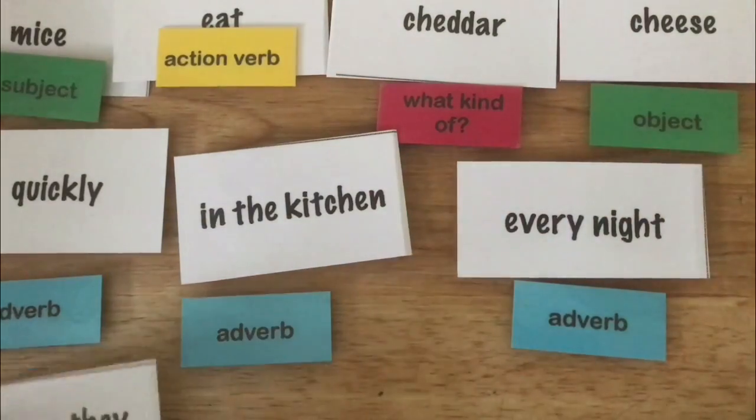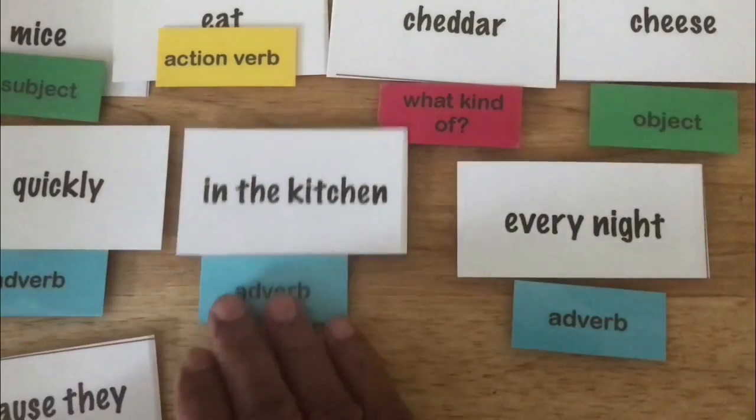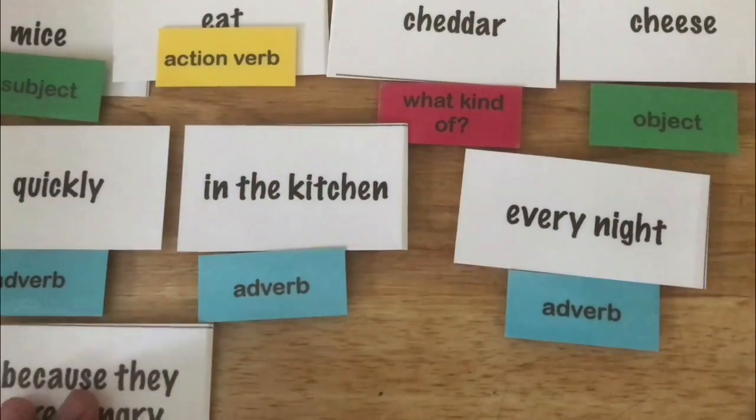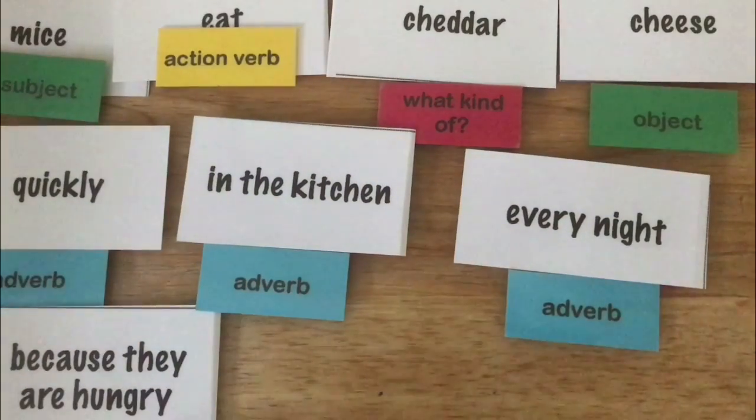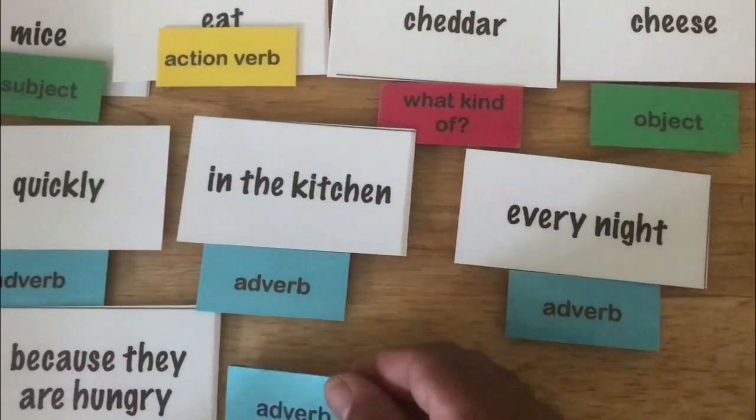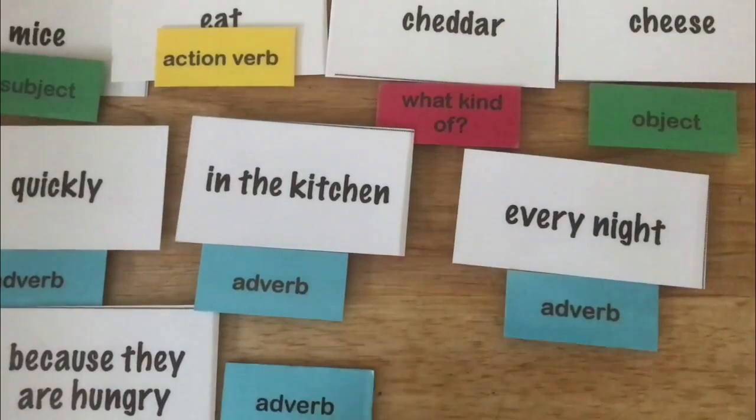Why? Because, here's the drum roll. Why do mice do this? Because they are hungry. And that's my last adverb. I'll put it right here so you can see it, okay? So my question now has all these colors. It's got green, yellow, red, and blue. Because each color represents a part of speech and a question that has been answered.